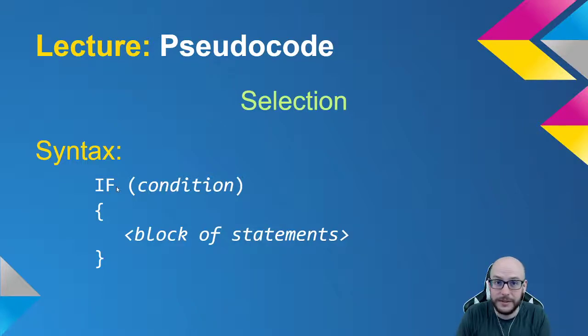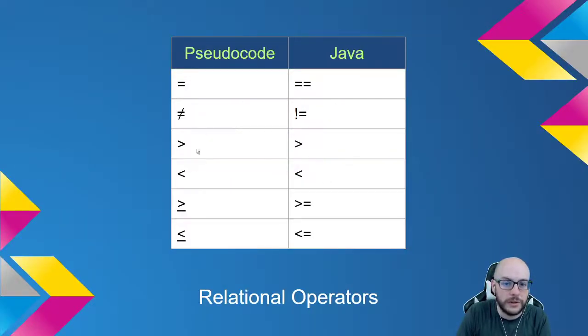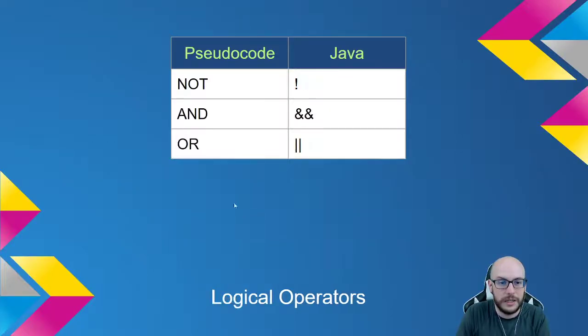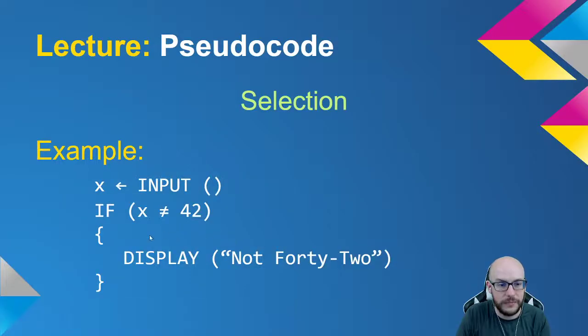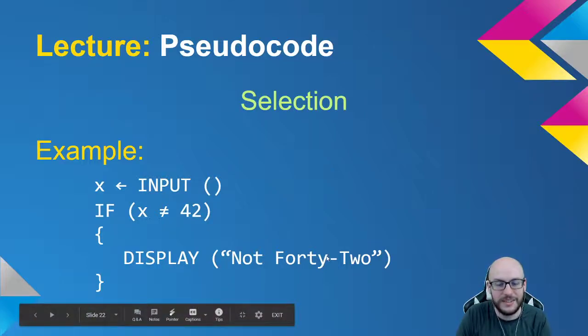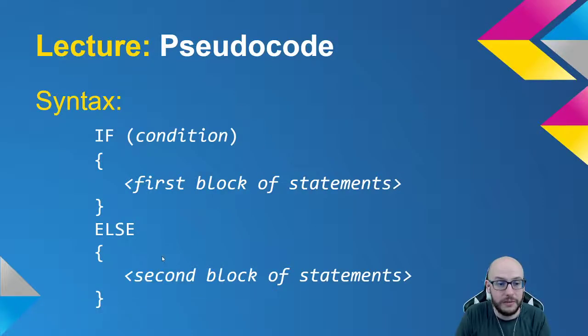We have if statements. And these are going to function just like what you're used to in Java. We have if some condition. So this is going to be a Boolean expression, which means you're going to need logical operators or relational operators. But if that expression is true, we would enter the body of the if statement and execute that, right? So here, I'm going to get some input from the user. And if that input does not equal 42, I'm going to print off not 42. Okay, that if can be an if else.